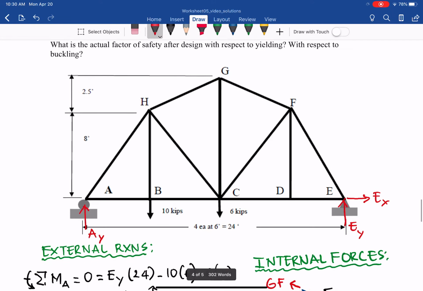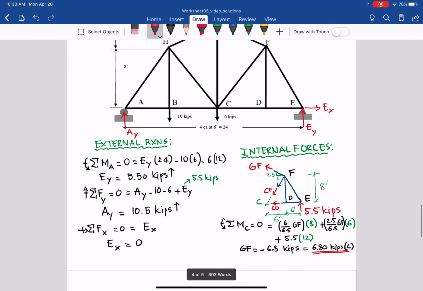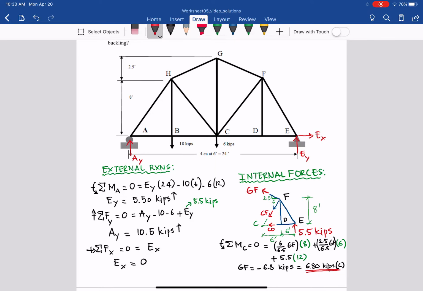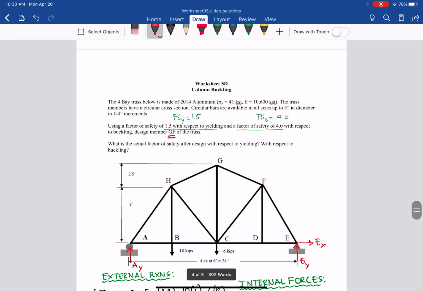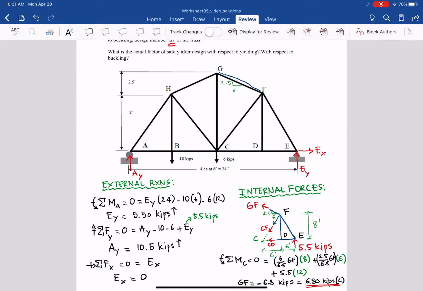So let's go here. The first part is nothing new to us. We do it a lot in engineering mechanics. The member of interest to design is GF, so let's highlight that member. As you can see, the slope triangle of this one is 2.5 and 6, so the other side will be 6.5, right? 6.5 for the slope triangle.